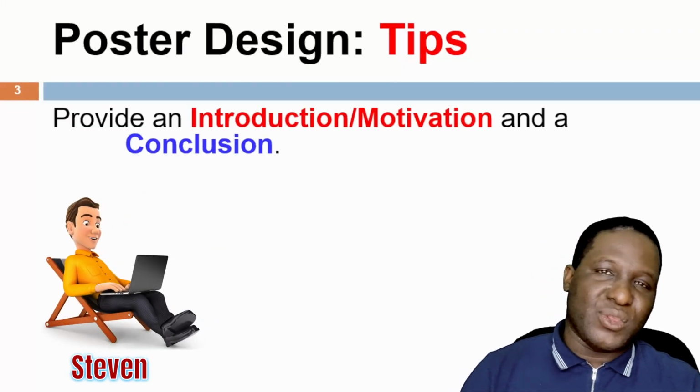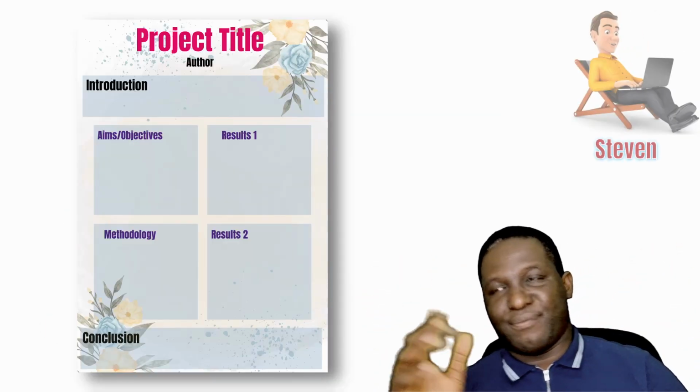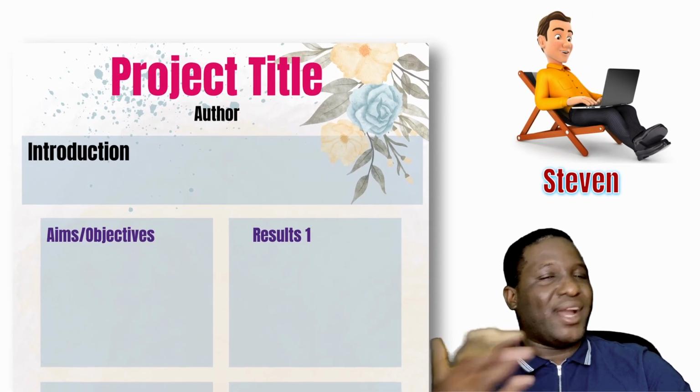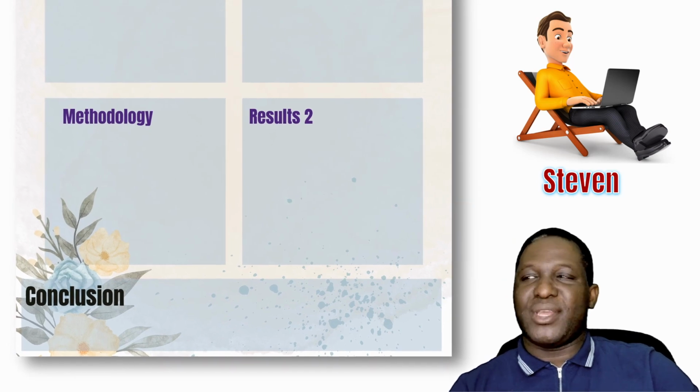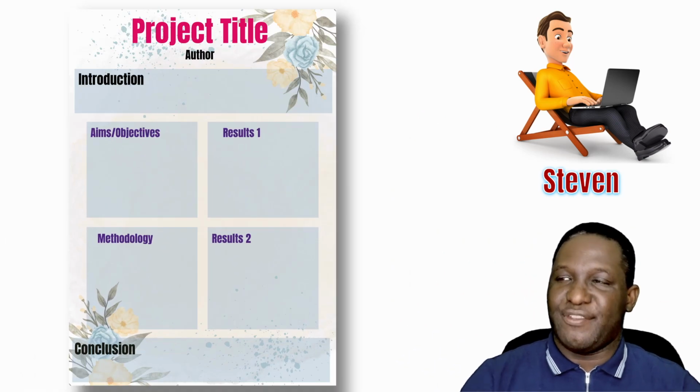Other tips that he needs to think about when creating a poster is that Stephen needs to start by having an introduction or a motivation for the work and also a conclusion. And then in between, you need to provide some information around the design of the project, the methodology, and some of the key results you find.